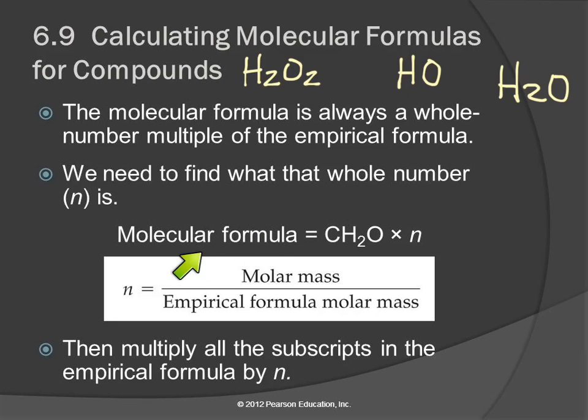So for an example here, if the empirical formula was CH2O, to find the molecular formula, we're just going to have to multiply it by some number, n. How do we figure that out? Well, we take the mass of the actual molecule and divide it by the mass of the empirical formula. And when we divide those, we should come up with a whole number, and that's the number we multiply by. So that probably didn't make a lot of sense. Let's do an example.